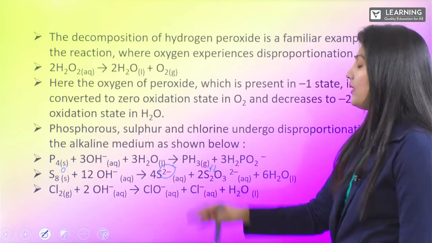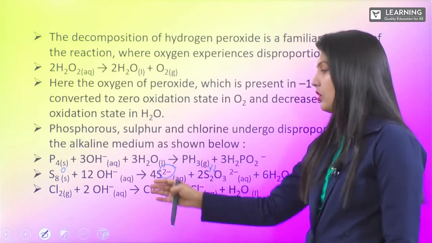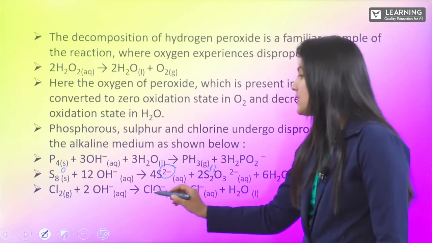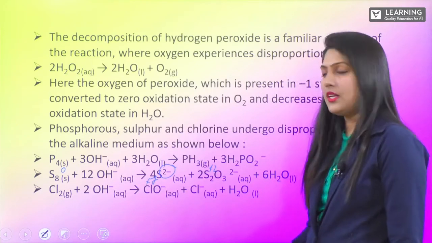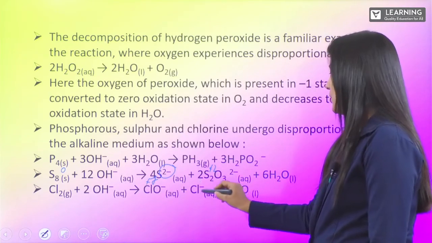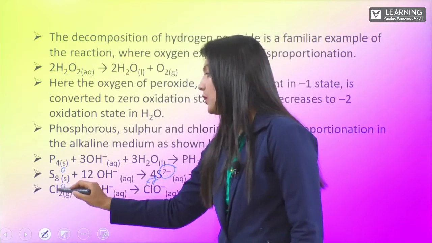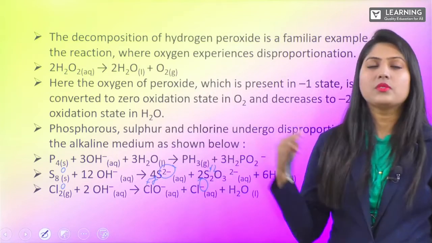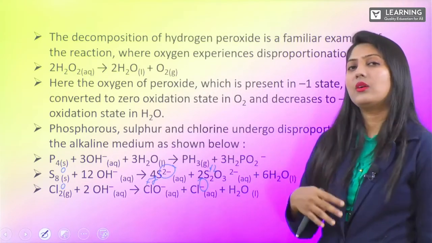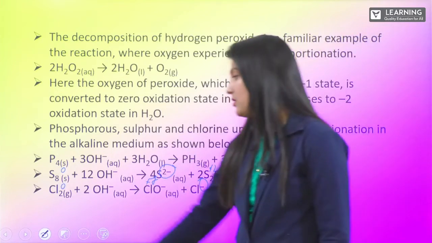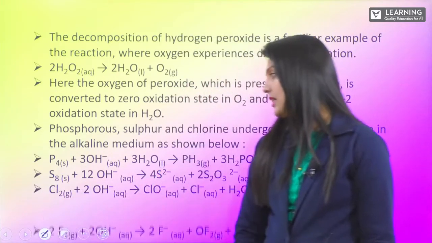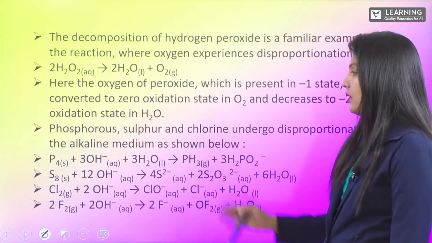Next, chlorine, when it has been reacting with alkaline or OH minus, we get ClO minus. We know here we'll get +7 state, right? And here chlorine is -1. Here it will be 0. So in the elementary form, some of the elements like this can undergo reduction and simultaneously oxidation, and such reactions will be called as disproportionation reaction.